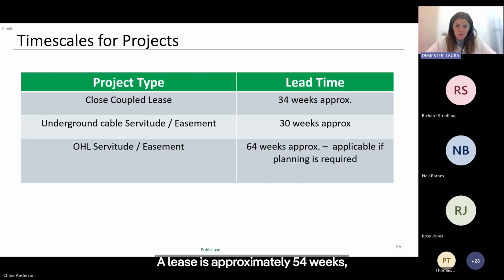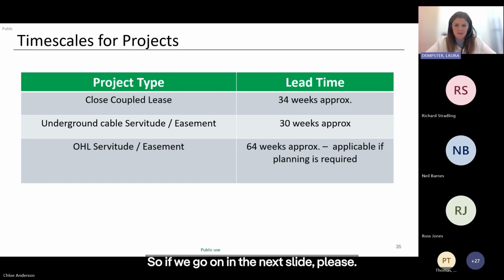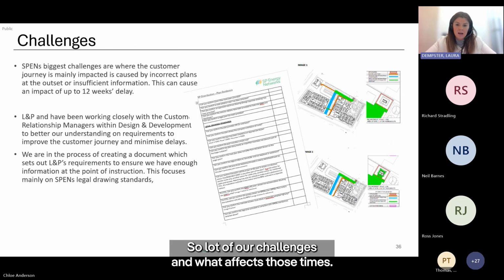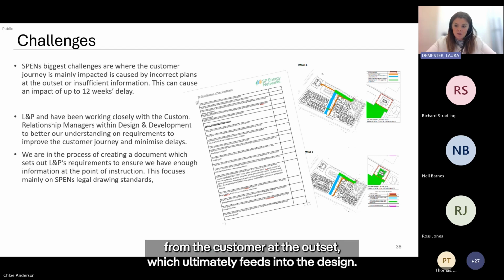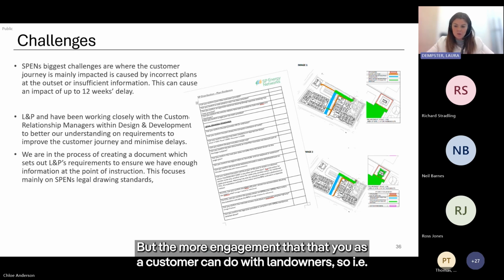A lease is approximately 54 weeks. I know that these lead times that I'm given are worst case, and a lot of that is derived from complications that we may get. So if we go on to the next slide, please. So a lot of our challenges and what affects those lead times, a lot of it can be down to the information that we receive from the customer at the outset, which ultimately feeds into the design. So I know that Derek touched on it and Neil also touched on it, but the more engagement that you as a customer can do with landowners, so i.e.